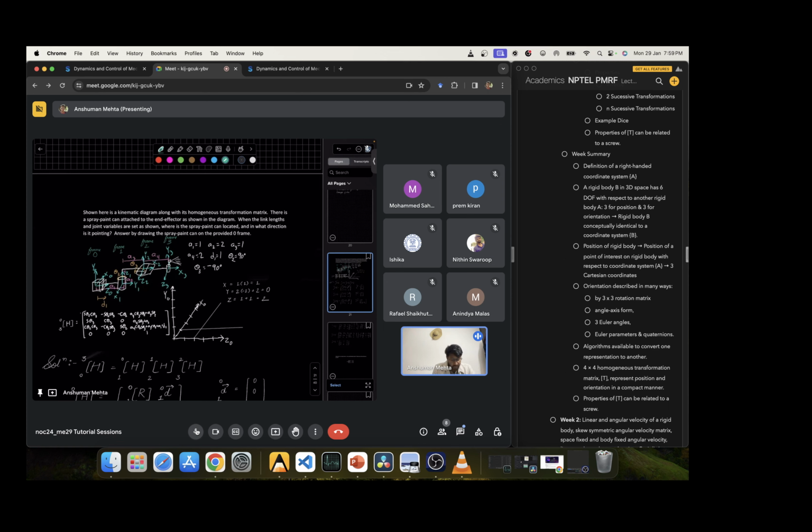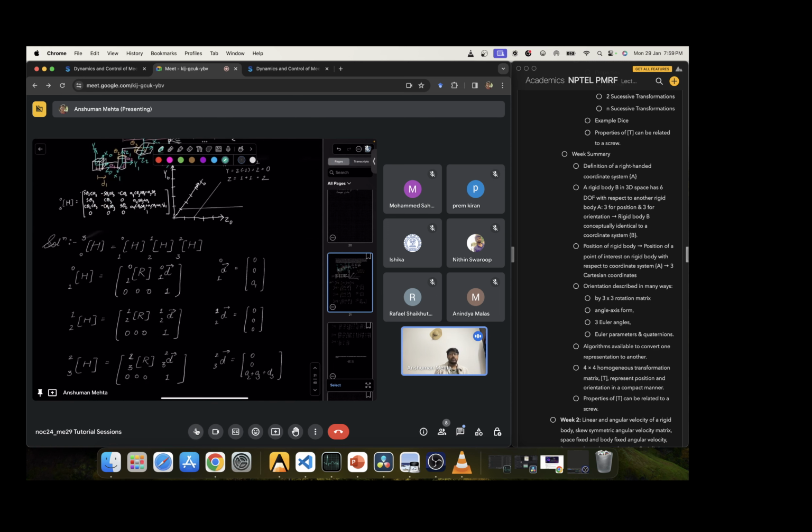So hence we can find out by multiplying the successive HTMs. So we have taken 0 to 3 is equal to 0 to 1 first, then into 1 to 2, then 2 to 3. And we have defined the HTMs. For each HTM we have to define the displacement as well as individual rotations. So we have done that, and finally we can have this as a complete solution.